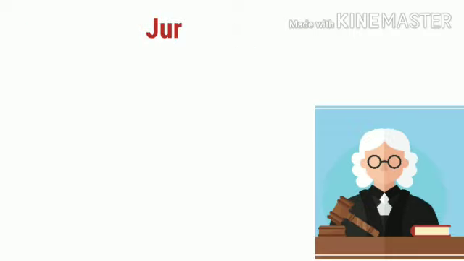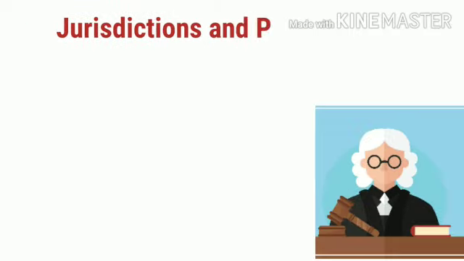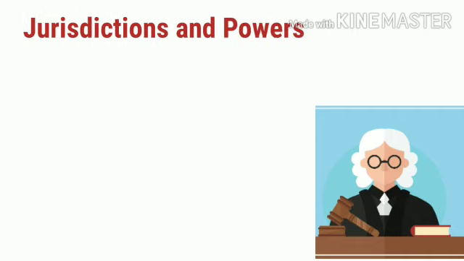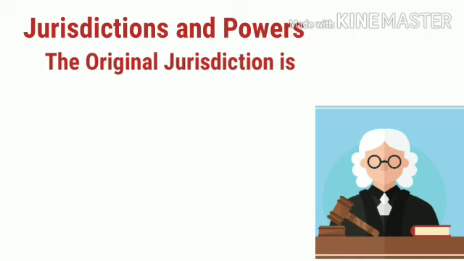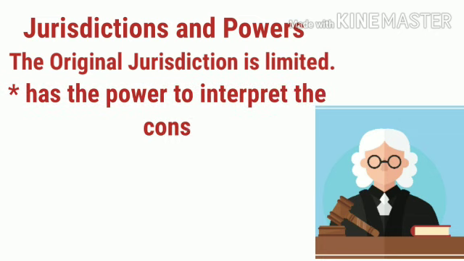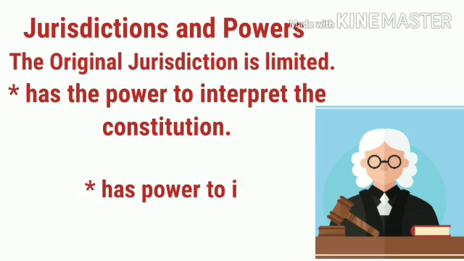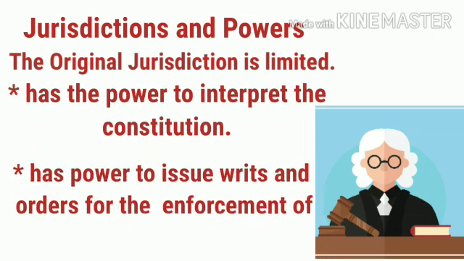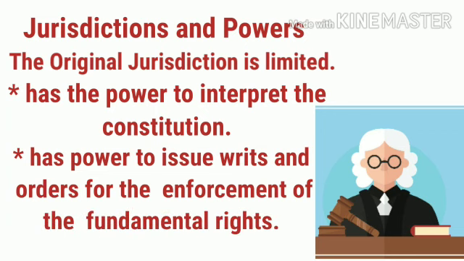Jurisdiction and powers. Generally, the jurisdiction of High Court is appellate. The original jurisdiction of the High Courts is very limited. Every High Court has the power to interpret the Constitution. The High Court has the power to issue writs and orders for the enforcement of the fundamental rights.